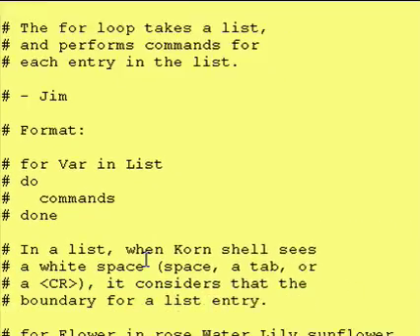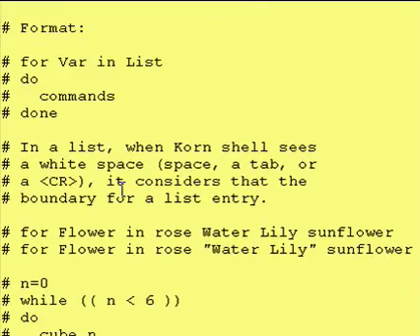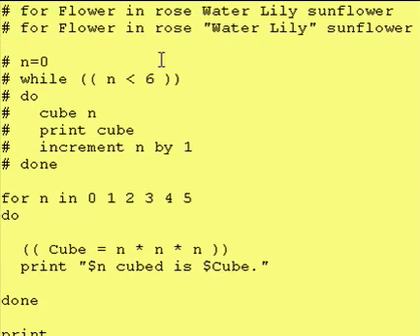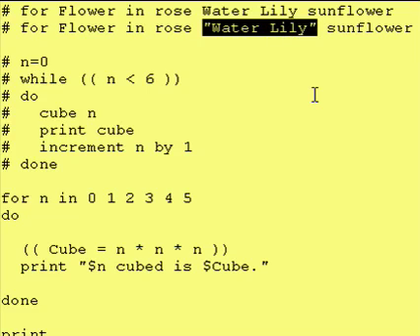Now, the thing you got to watch out for in Korn Shell is that when you have a list, any white space is considered the end of an entry. So this list right here has four entries. We would really want it to be rose is one entry, water lily is another, and sunflower is the last. And in order to accomplish that, you put the words water lily in quotation marks.